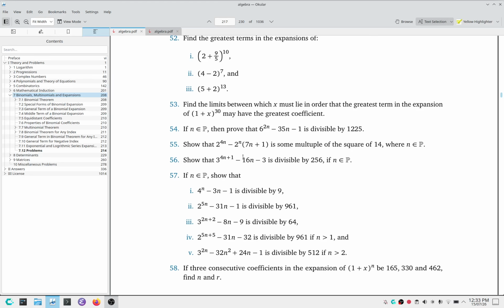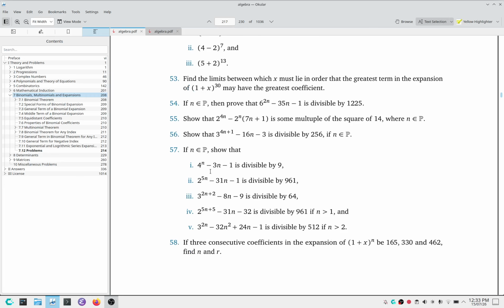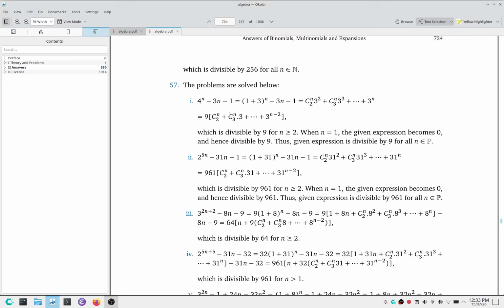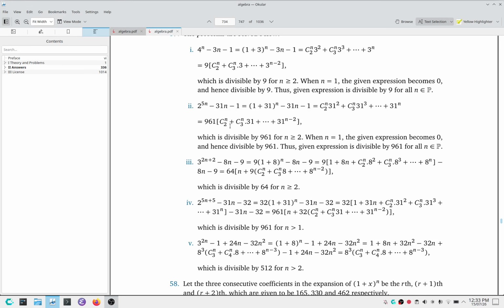All is good. Question 57 says that if n is in the set of positive numbers, show that 4 to the power n minus 3n minus 1 is divisible by 9. So similarly, we expand 4 to the power n as 1 plus 3 to the power n. We get nC2 3 square plus nC3 3 cube up to 3 to the power n, which is divisible by 9 if n is greater than or equal to 2. If n is equal to 1, the expression becomes 0, and hence divisible by 9. Thus the given expression is divisible by 9 for all n in the set of positive integers.